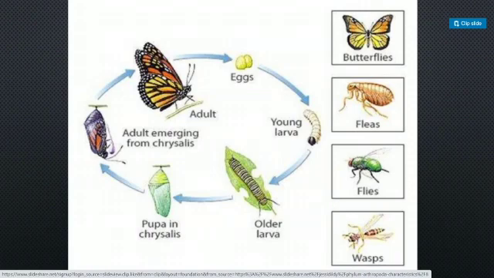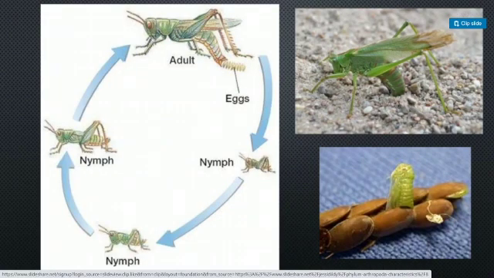Here you are watching the life cycle of the butterfly, which is showing the complete type of metamorphosis, and it passes through the different larva and pupa stages. And this is the example of incomplete metamorphosis. Here it is the grasshopper, which is showing the different nymph stages, and this nymph stage is only different from the adult by the size or by the presence of wings.